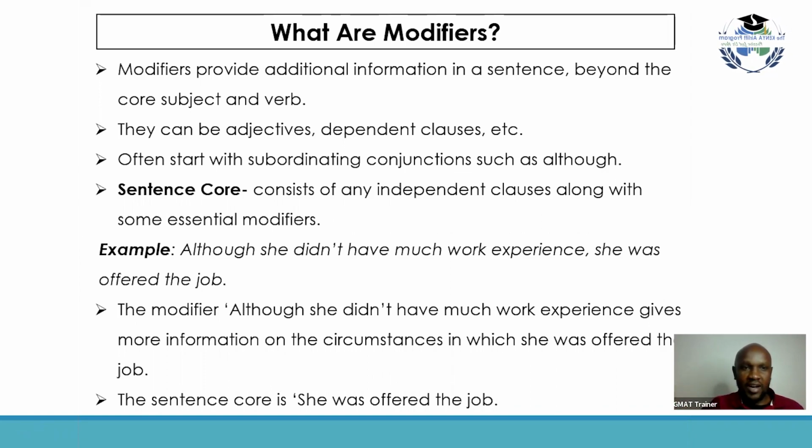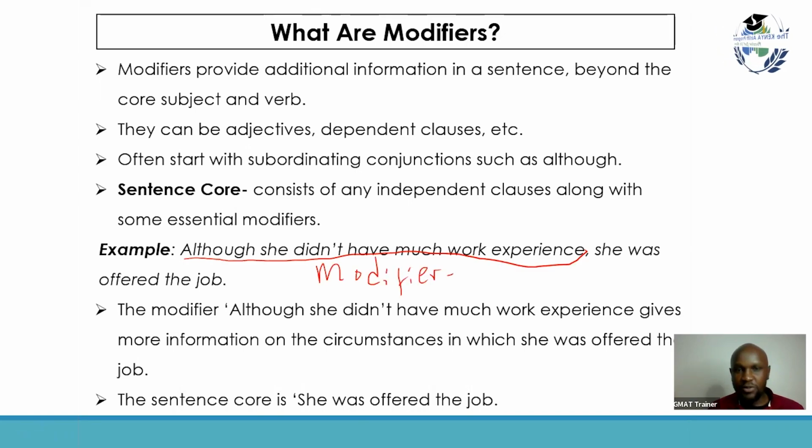So an example of a modifier is in this particular sentence. Although she didn't have much work experience, she was offered the job. That's a complex sentence. It has two parts. If I'm just going to illustrate here a bit, the first part of this is a dependent clause, which comprises our modifier. So although she didn't have much work experience, that's our modifier, which essentially is a dependent clause. If you look at this first part of the sentence before the comma, although she didn't have much work experience, it cannot stand alone as a complete sentence because there's no working verb there.